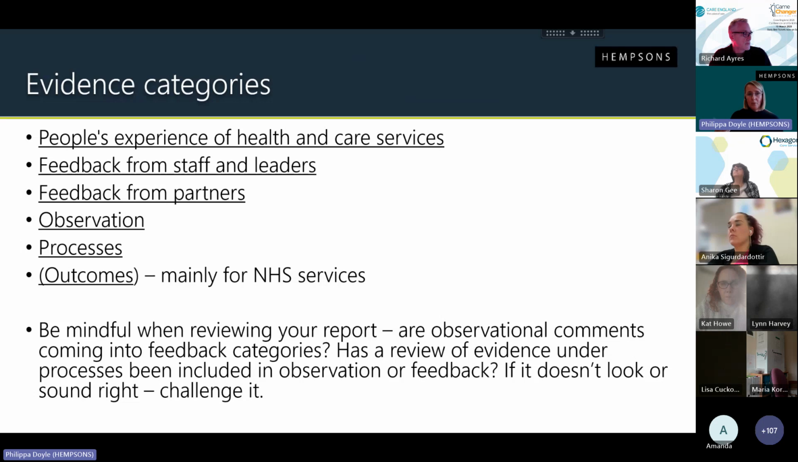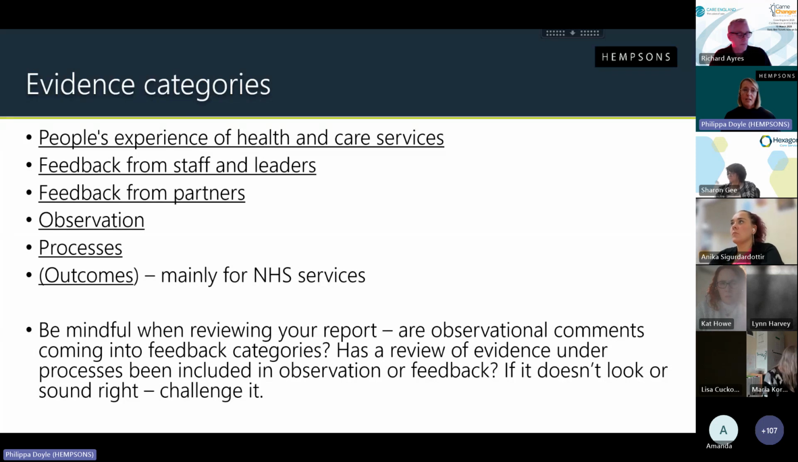You've got people's experience, so that's the very people that you're supporting within your service. Your feedback from staff and leaders, so that's the conversations with your staff teams, but also the conversations with you as well. Feedback from partners, talking to your commissioners, other people that are delivering services into your service. The observation, which is the assessors sitting in the corner, wandering around the service, listening and watching to what's going on. And then your processes, which is the biggest chunk really.